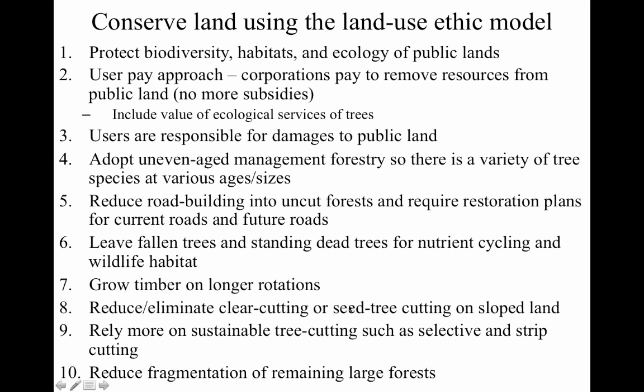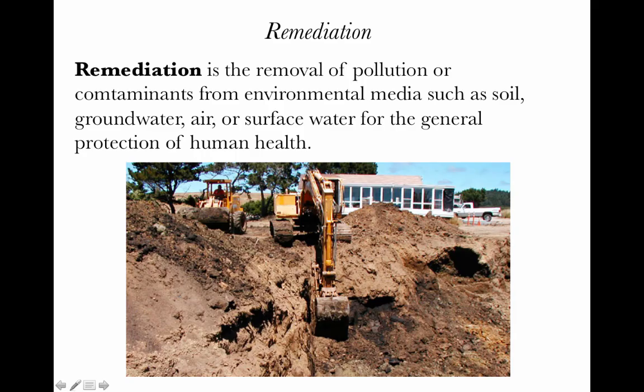And seed tree cutting is very similar to clear cutting, but on sloped land, because when you clear cut, erosion can be increased. So if you have a hill, sloped land is always more vulnerable to erosion. So clear cutting should not be allowed on sloped land. Rely on sustainable tree cutting, such as selective, meaning whereas the feds will tell you which trees to take, some of the big ones, some of the middle, and some of the small, and strip cutting where you're not clear cutting, and also to reduce fragmentation of the few remaining large forests.